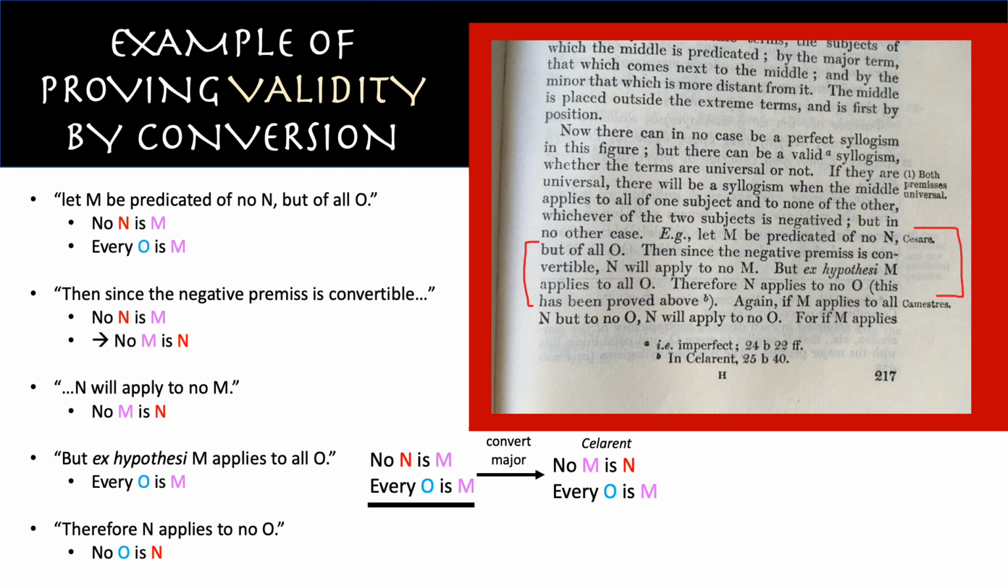But in such form, we have the premises of a Celarent syllogism. Remember that Celarent is one of our four perfect syllogisms. Thus, we can draw a conclusion via Celarent. The conclusion is no O is N. That's the conclusion that follows from a Celarent syllogism. The middle term is M, the minor term is O, and the major term is N. The major term is the predicate in the major premise, and the minor term is the subject in the minor premise.